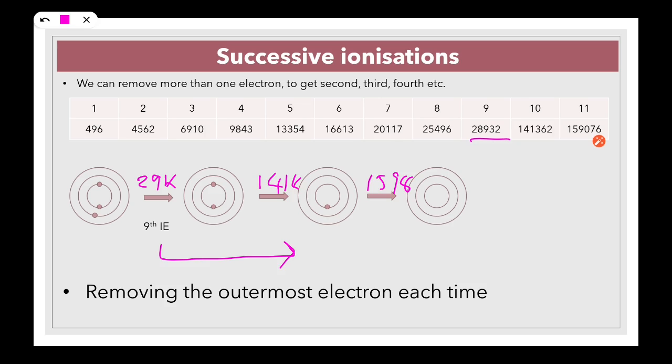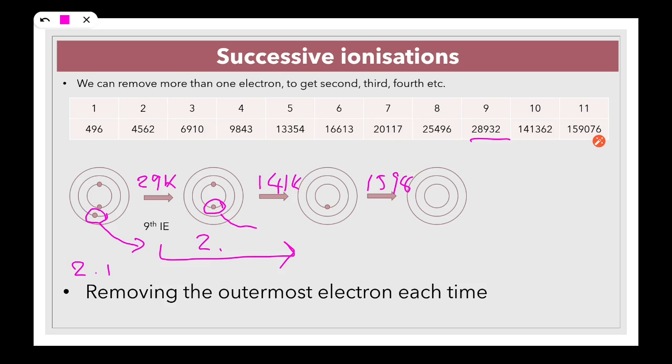So I'm just going to look at these ones for an example. So I'm using this electron here. That's the one that's going to be lost from this first case. So this is coming off from the second energy level. Now this one is coming off from the first energy level. So we've got to link into these energy levels that it's coming from.